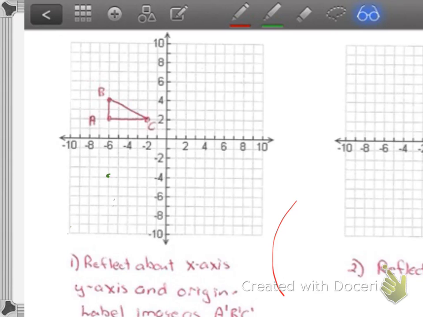There, I finally got it. Okay, so I'm going to call that B prime. Alright, A is at negative 6, positive 2, so it's going to change to negative 6, negative 2.